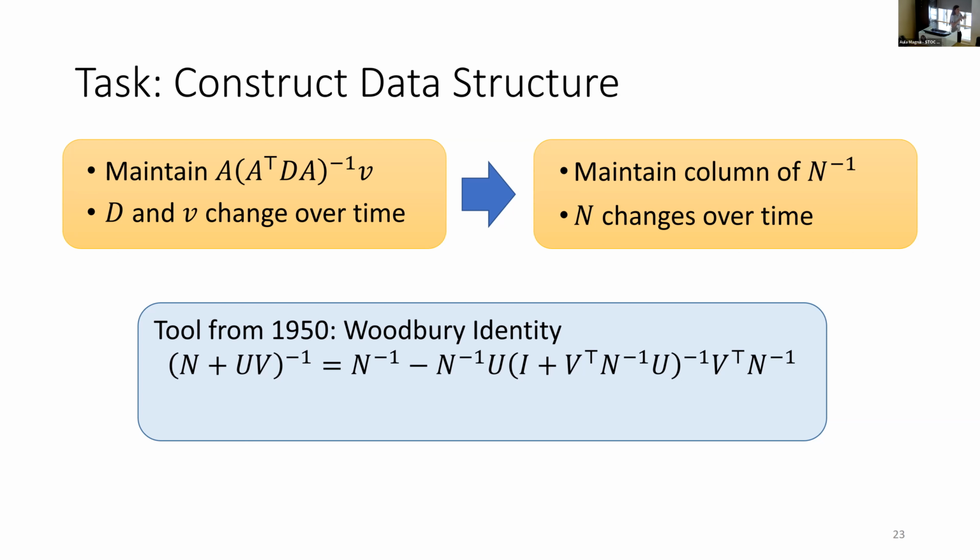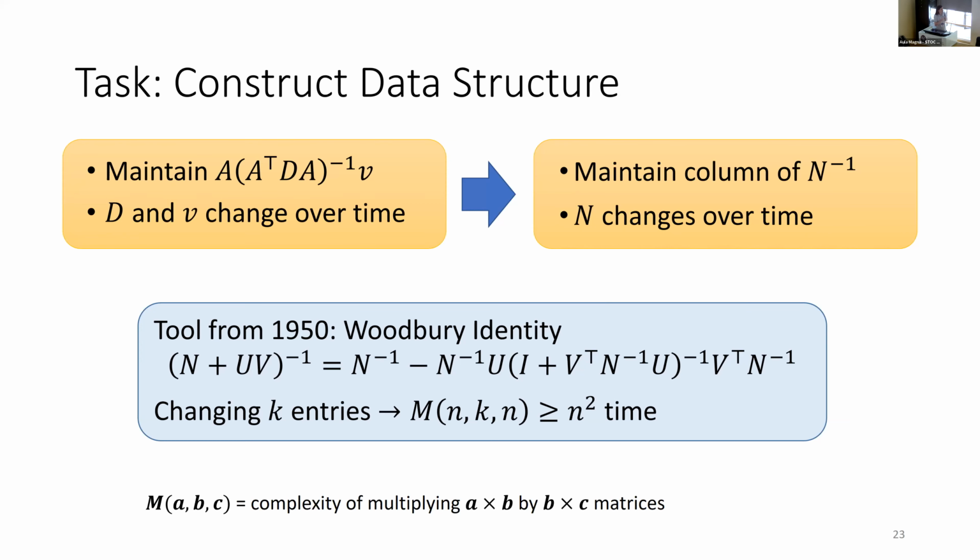What you could do is just use this identity to compute what the new inverse looks like. And in fact, that is how all of the old algorithms back from the 80s for these interior point methods use their data structures. They just use this identity to recompute the inverse. But the issue is that you can show that if you, let's say, change k entries of this matrix N, and you use this identity, you need this M(n,k,n) term. So this is the complexity of multiplying an n by k matrix and a k by n matrix. In particular, this is at least n squared time. And paying n squared time in every single iteration of your algorithm is kind of slow. So we don't want to pay this.